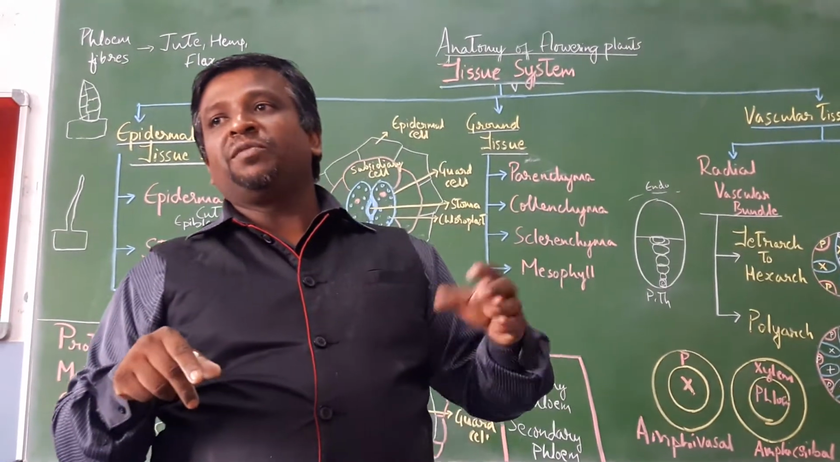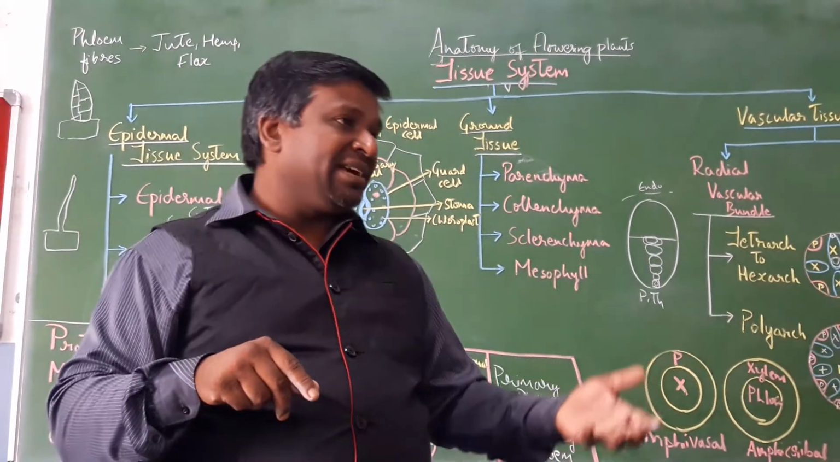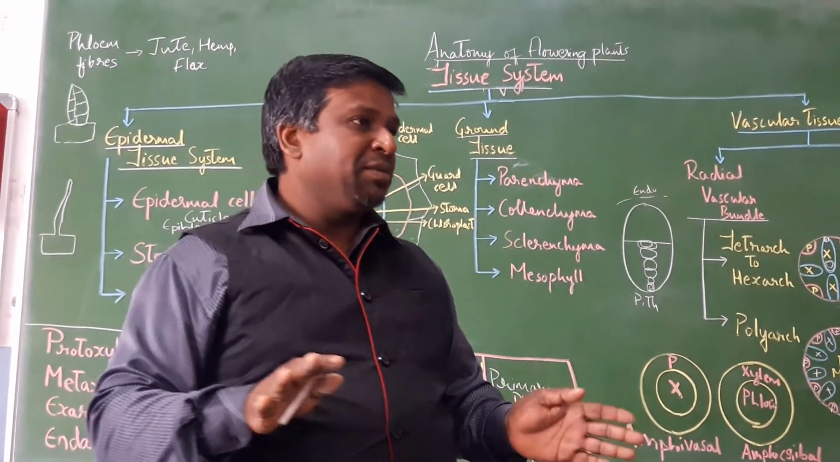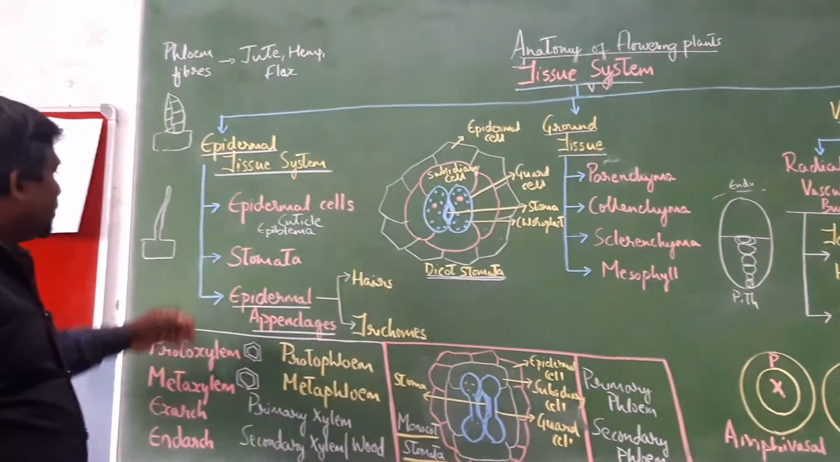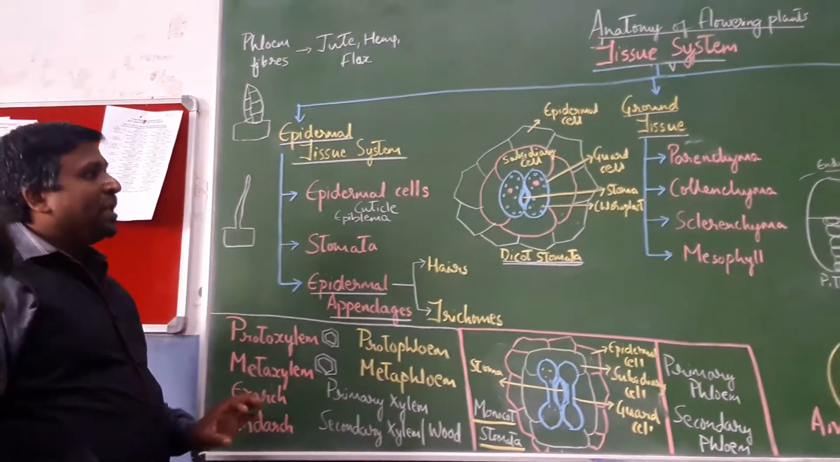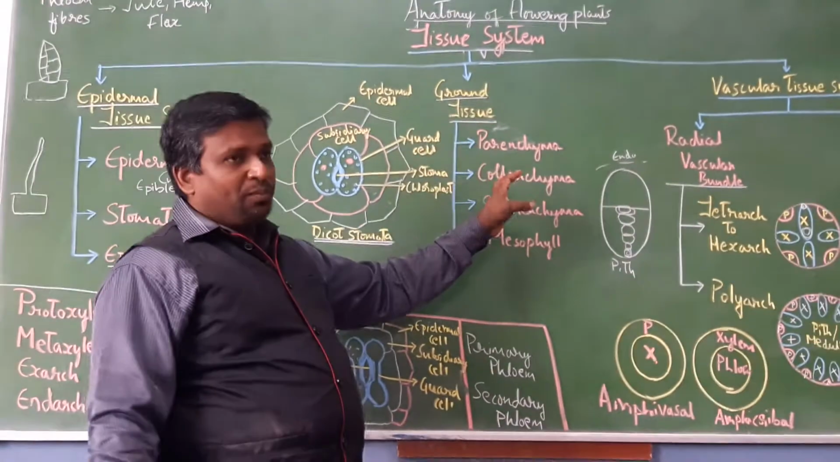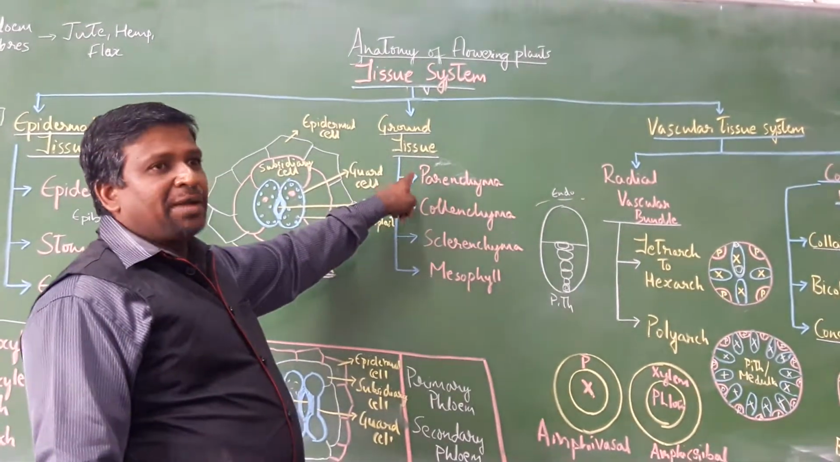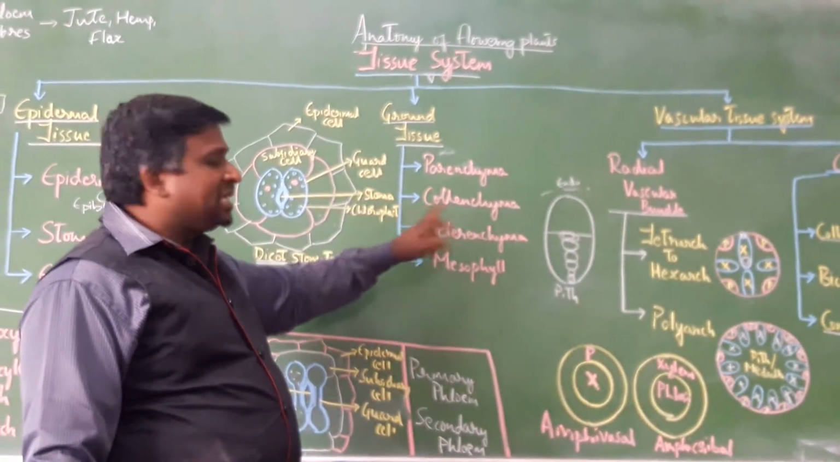Apart from that, they also prevent the browsing or grazing from animals, herbivores. Remember about that. So these are things that you have to know about the epidermal tissue system. Now when we come to ground tissue, we have already discussed parenchyma, collenchyma, sclerenchyma.